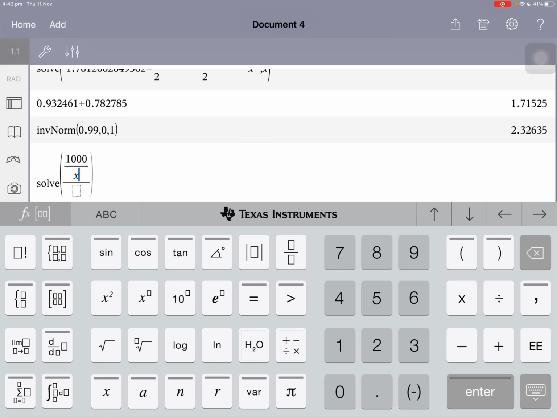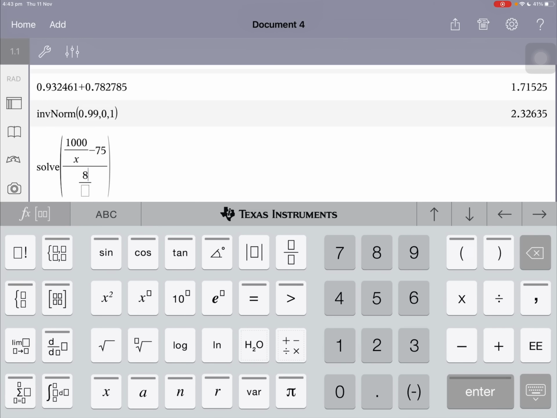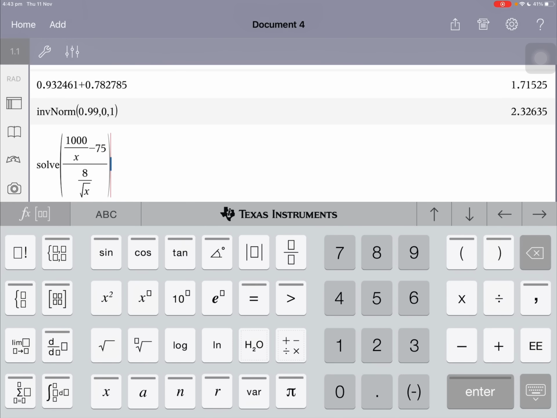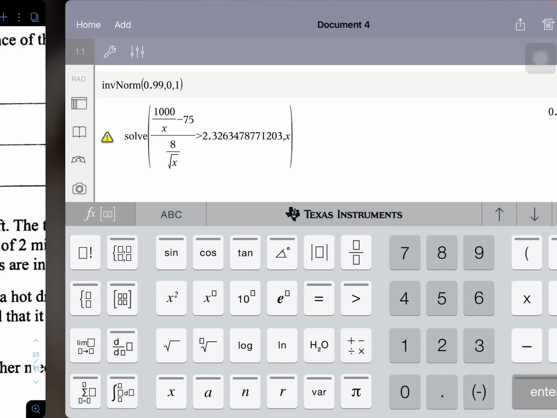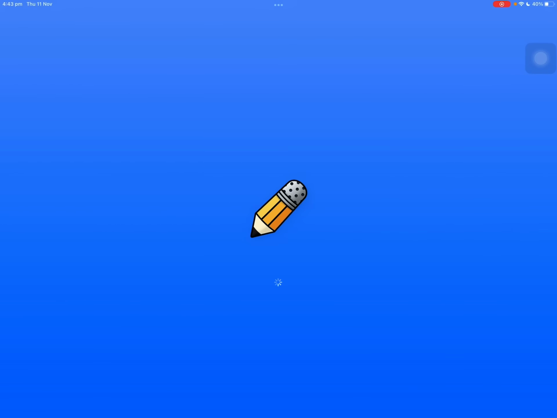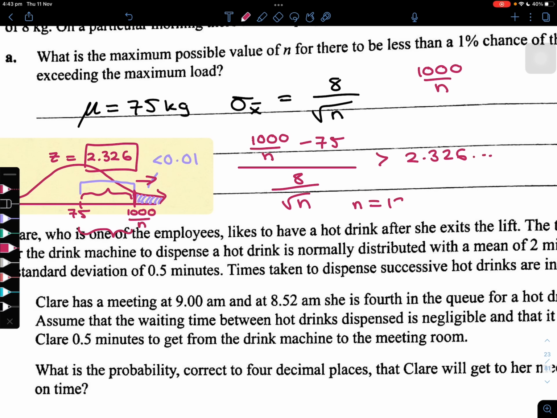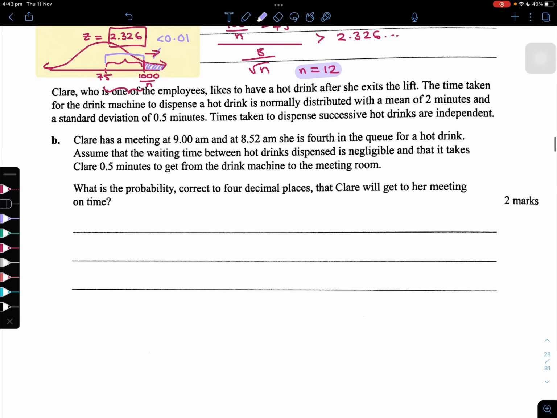It was a fraction 1,000 on N. Let's just use X minus 75 on 8 on root X. And this was greater than that z-score that we found. Solve for X. This tells us that X needs to be in between that. Now, it asked us for the maximum N value. If N needs to be less than 12.45, that means our maximum N value is 12. So we get N is equal to 12. That's our maximum N value.